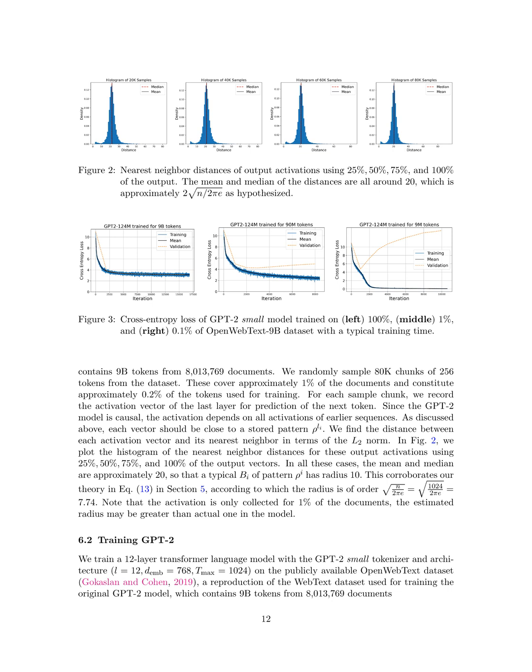This analysis was based on the activation vectors of the last layer for predicting the next token in the GPT-2 model, demonstrating that the typical radius of the stored patterns in the model aligns with the theoretical expectations.